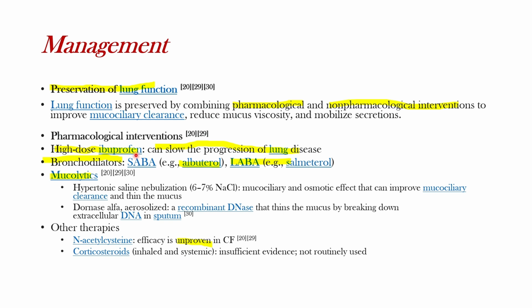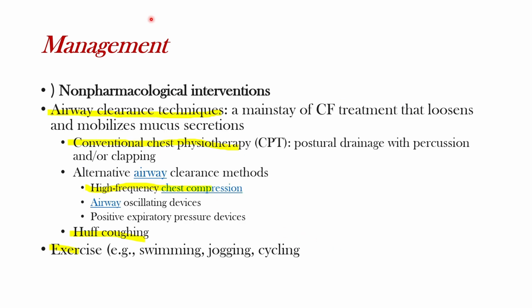For the pharmacological treatment, high-dose ibuprofen can slow the progression of the lung disease. Bronchodilators, SABA or LABA, will also be good. The other drugs are not confirmed yet to be good for it, but sometimes they are used, like the corticosteroids, for example. Insufficient evidence, not routinely used. For the non-pharmacological interventions, we will do airway clearance techniques, like physiotherapy, chest compressions, and huff coughing exercises.